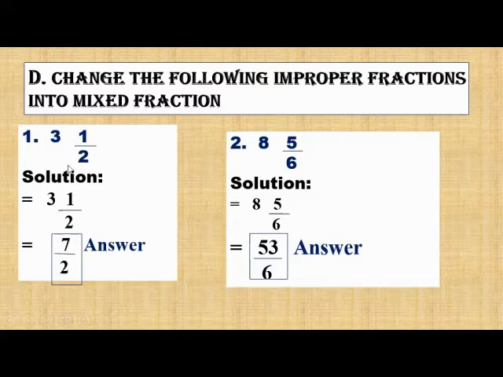This is question number 1, and now move to question number 2. 8 whole 5 upon 6. First of all, you have to multiply and then add the numerator. How can you solve? 6 multiplied by 8 equals 48. 48 plus 5 equals 53. 53 upon 6 is your answer, because we convert the mixed number into an improper fraction. These are the questions. I hope you all understand easily, because they are so easy. There is no complication.